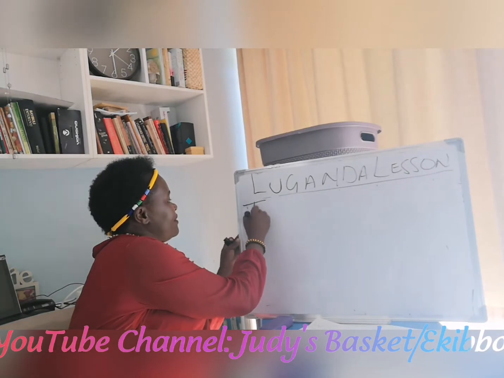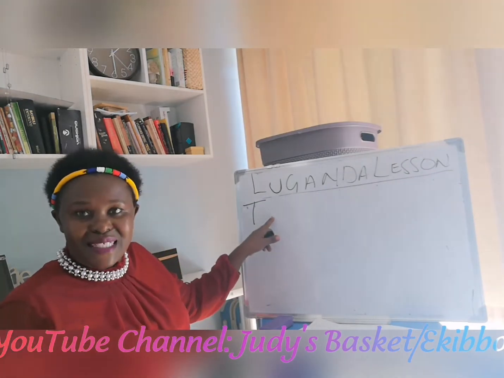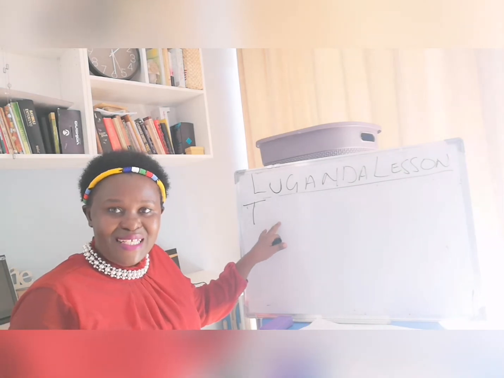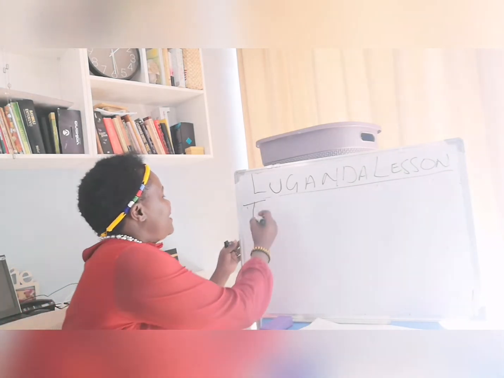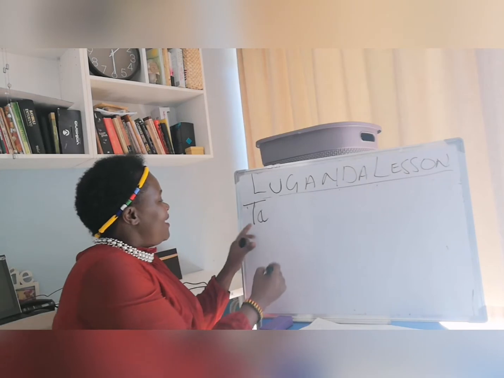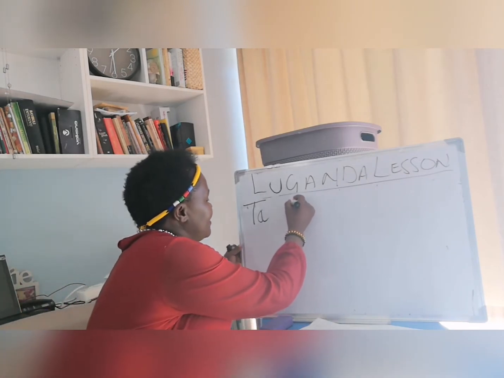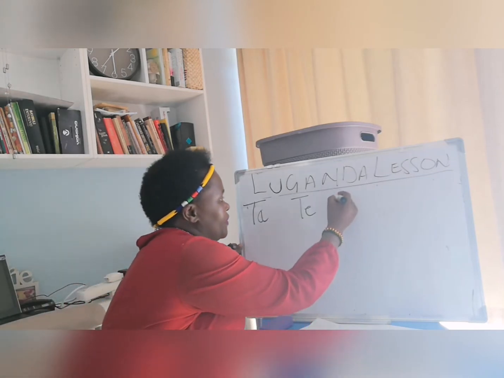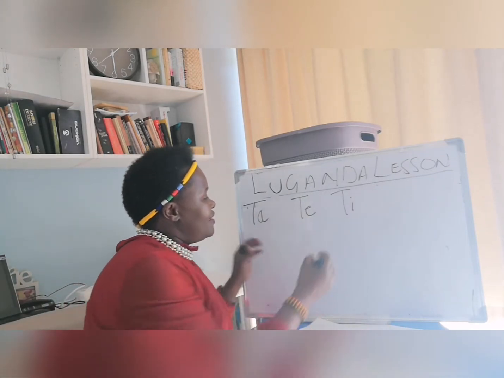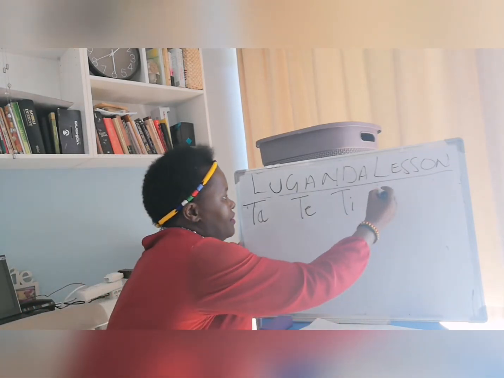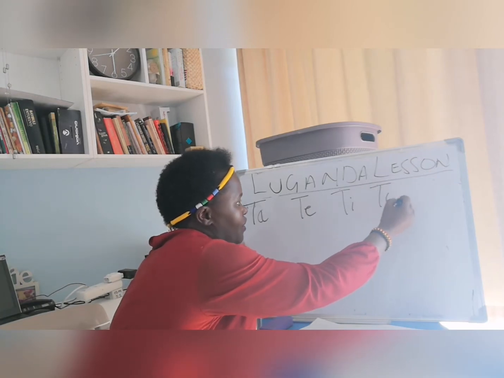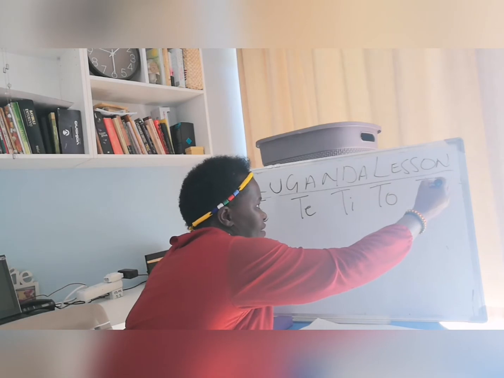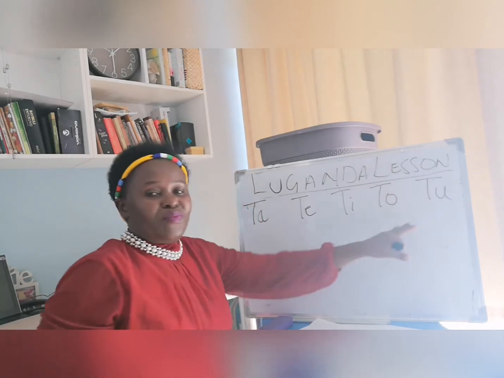Ta. Ta is T in English. In Luganda is ta. Ta ne a, ta. Ta ne e, te. Ta ne yi, ti. Ta ne o, to. Ta ne wu, tu.